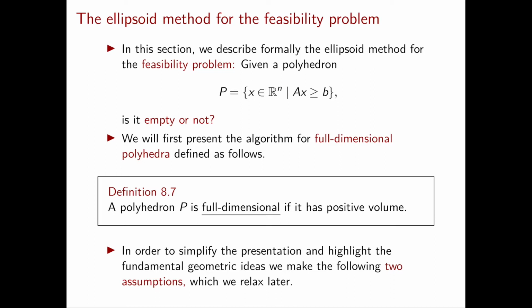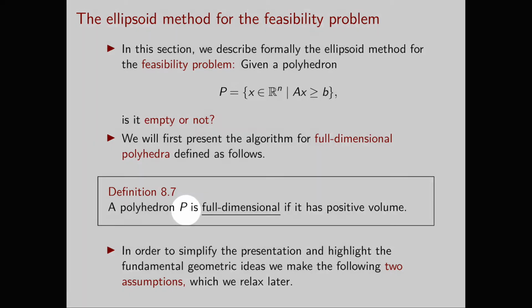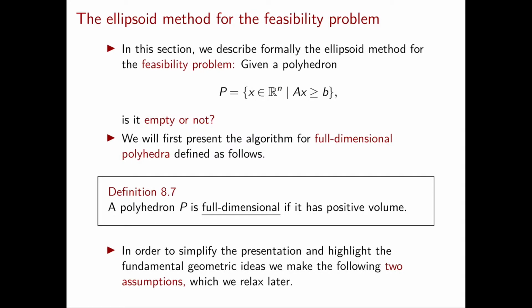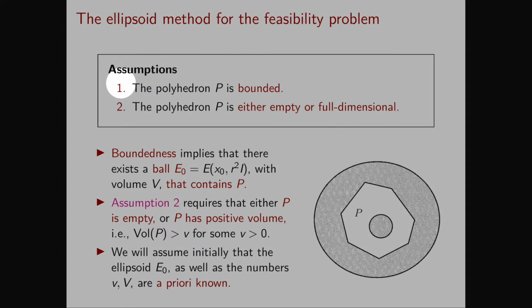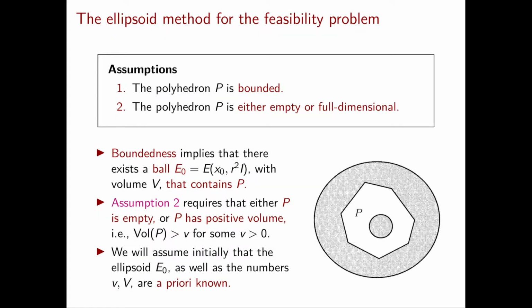In any case, now I give you a couple of characterizations of full-dimensional polyhedra. The first one is that a polyhedron P in R^n is full-dimensional if and only if it contains n+1 affinely independent points. Another equivalent definition is that a polyhedron P is full-dimensional if and only if it contains a ball with positive radius. Now we are ready to state the two assumptions that we now make and that we will relax later. The first one is that the polyhedron is bounded, which means that it is contained in a box big enough. The second assumption is that the polyhedron P is either empty or full-dimensional.